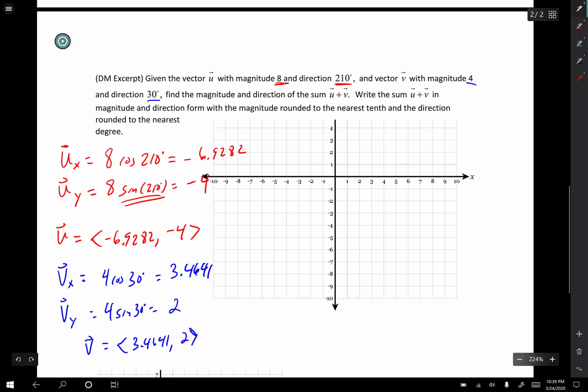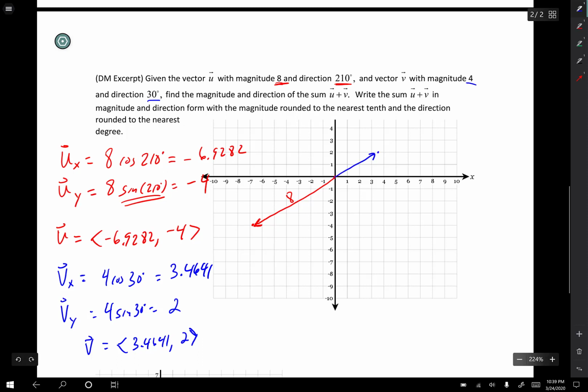So what does that mean? Here's how that vector looks then. This vector here terminates at negative 6.92, negative 4. So from the origin, I'm going to say it's like right that dot. So that magnitude is 8. And then let me go ahead and color code the blue one here. So 3.46, comma 2, I'm going to say it's like that guy.